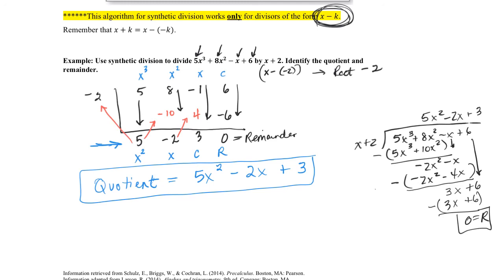Some of the problems you'll be required to do long division, because if it's not in that form of x minus k, then you don't have a choice anyway. You'll have to do long division. And then again, if you want to check your work, you could just take your quotient times your divisor, add your remainder, and you'll come back to your dividend. So that's synthetic division.